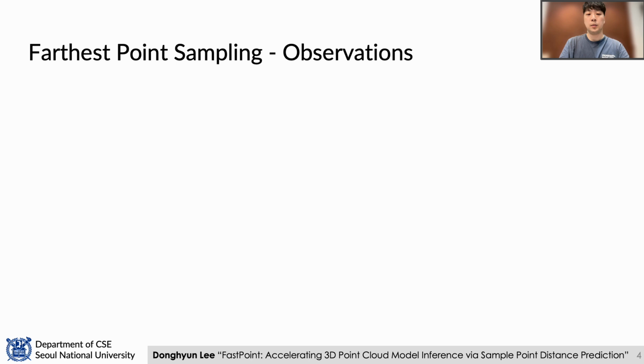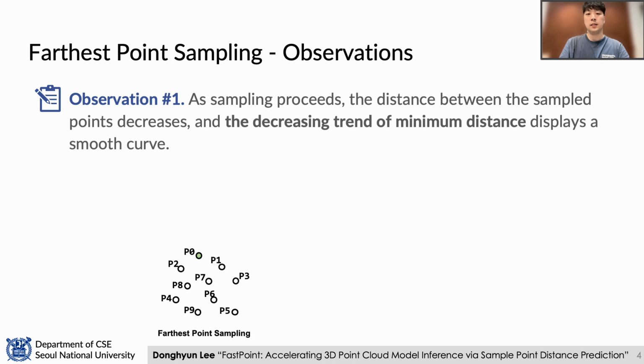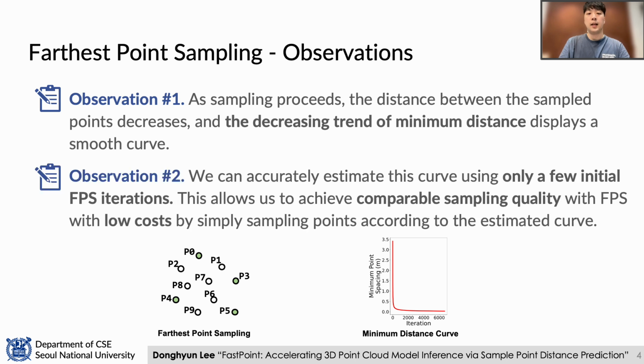First, we'll look at farthest point sampling. We make two key observations on the FPS algorithm. The first observation is that the distance between the sampled points decreases as sampling proceeds, and this decreasing trend of minimum distance displays a smooth curve. We also observe that we can accurately estimate this curve using only a few initial FPS iterations. This allows us to achieve comparable sampling quality with FPS with low computational costs by simply sampling points according to the estimated curve.